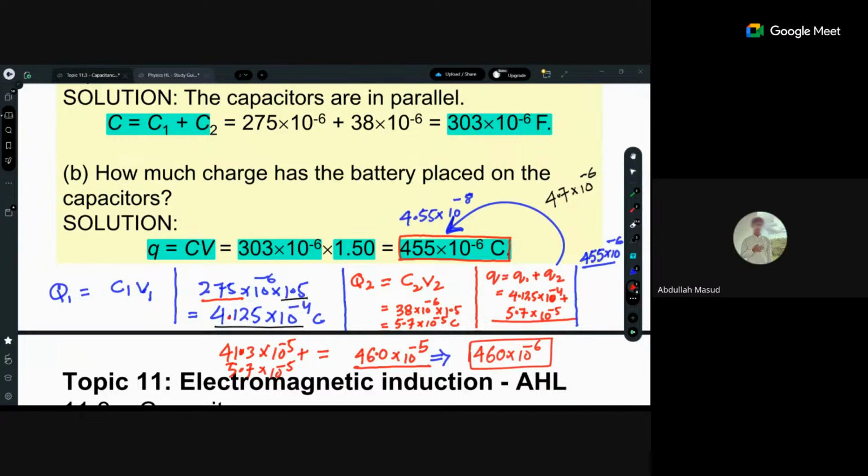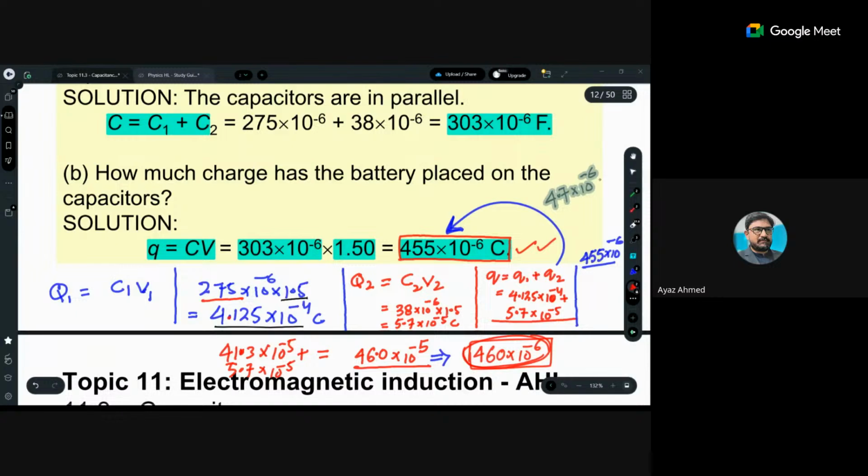It would be 4.55 times 10 to the power of minus 4. So if it is... No, just keep it the same. 455 into 10 raised to the power minus 6, that is fine. And if I check this one, it is almost the same, 460 exponent minus 6. Okay, it's approximately the same.